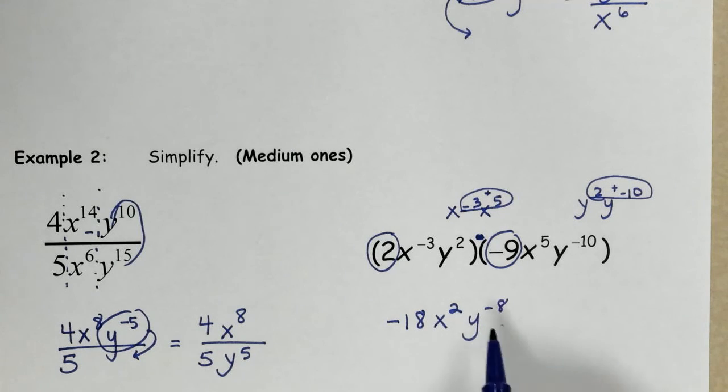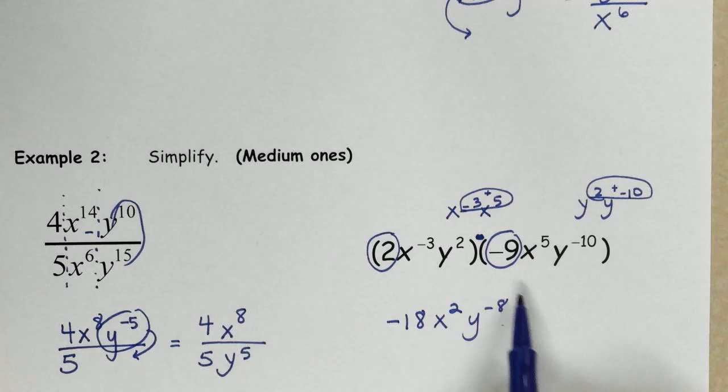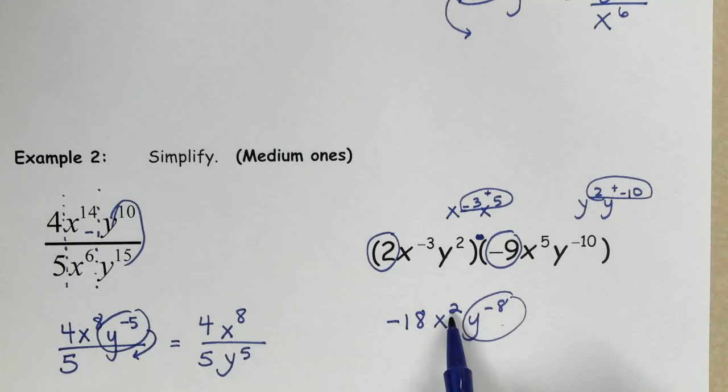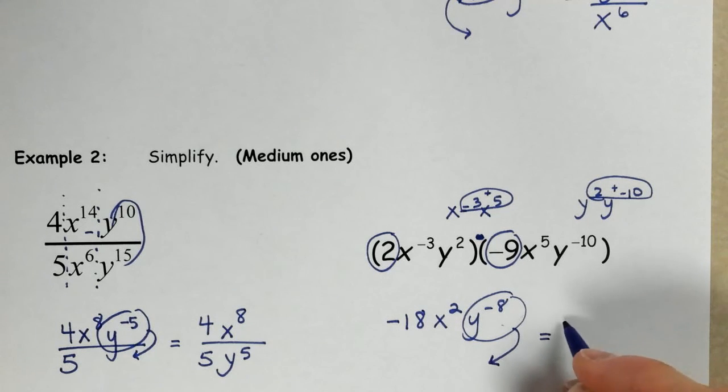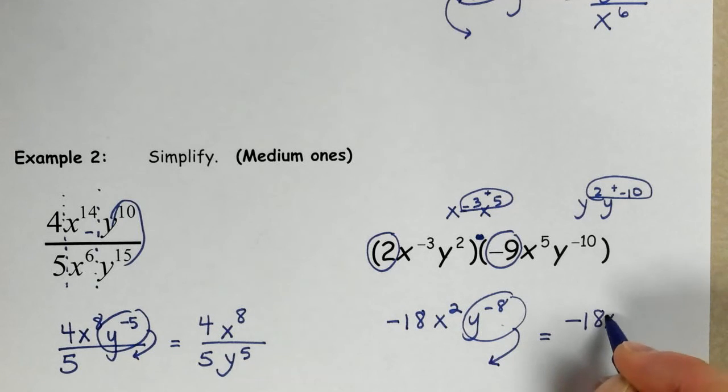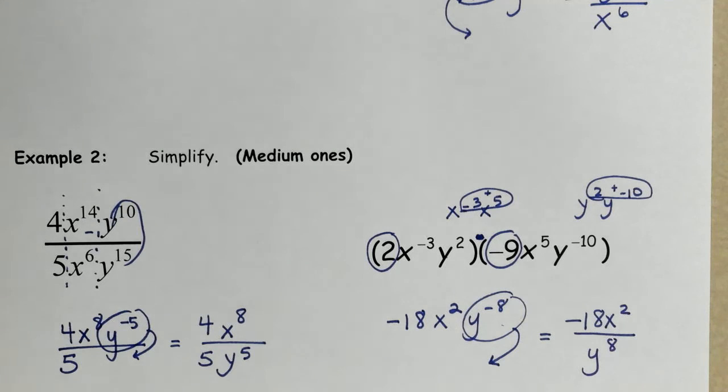Then we evaluate. The y's are not happy because they have a negative exponent. The x's are totally fine. And a number can be positive or negative as long as it's not an exponent. So negative 18 is fine. So the y's want to move. They don't like being at the top with the negative 18x squared. And so we end up with negative 18x squared divided by y to the 8th. Okay, give those a try on your own and ask questions as needed.